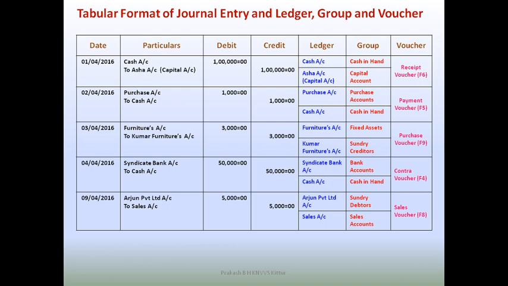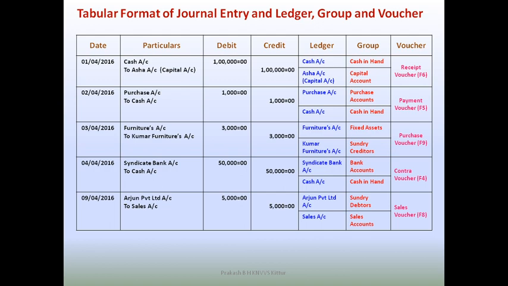3/4/2016 furniture account. So there is a debit and then the ledger, there is the furniture account. So it is a fixed asset. So it comes under the group, that is fixed asset. And to Kumar Furnitures account. So Kumar Furnitures is the creditor for the furniture. So therefore it is a Kumar Furnitures account, a ledger head, and then comes under the group, that is sundry creditors. So voucher is passed, that is a purchase voucher.